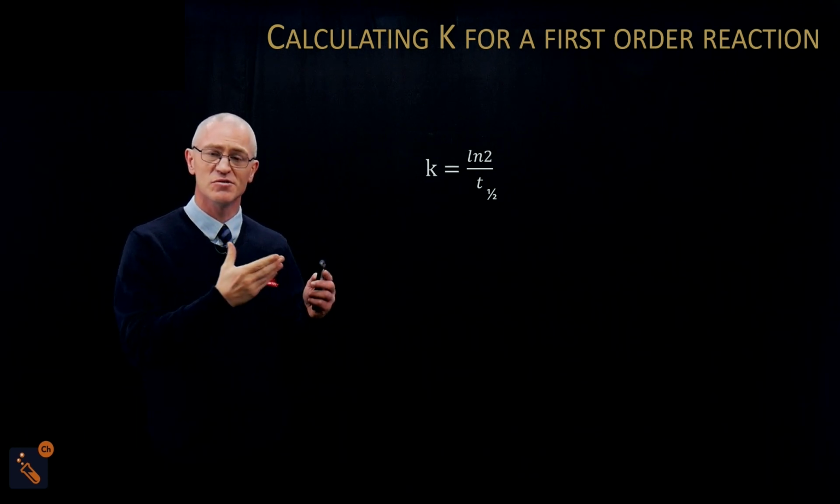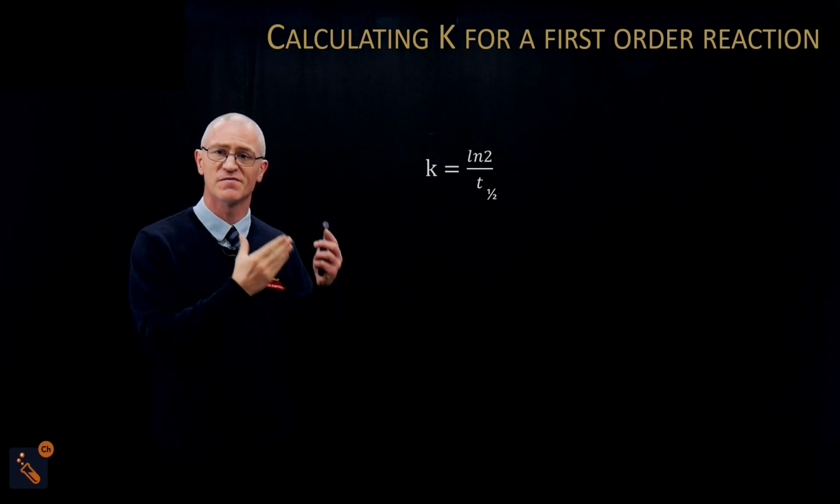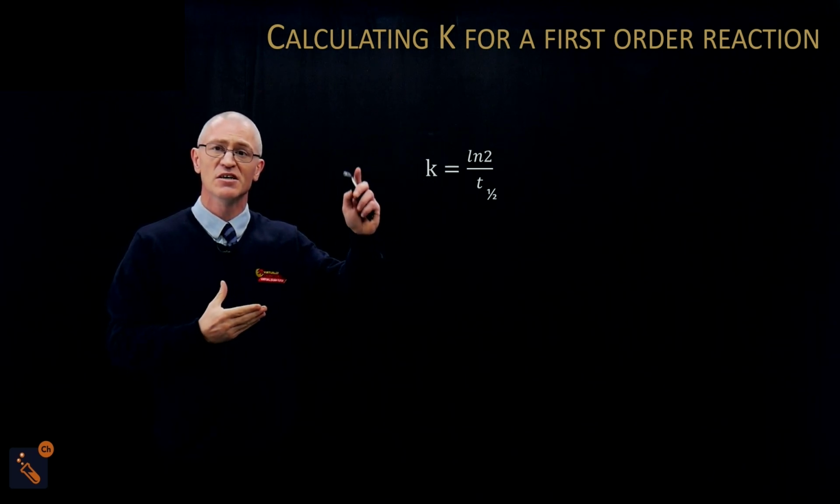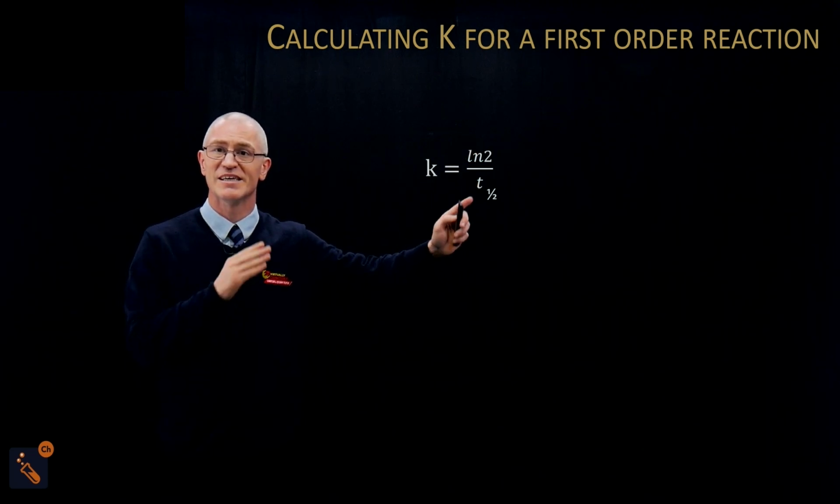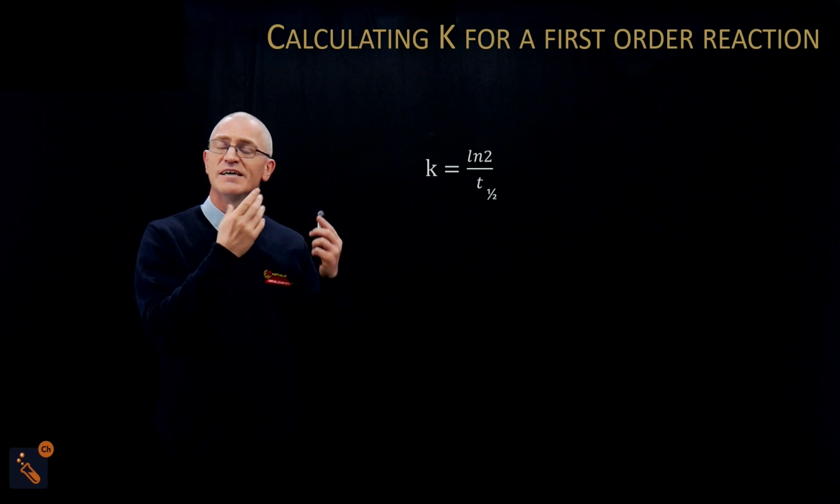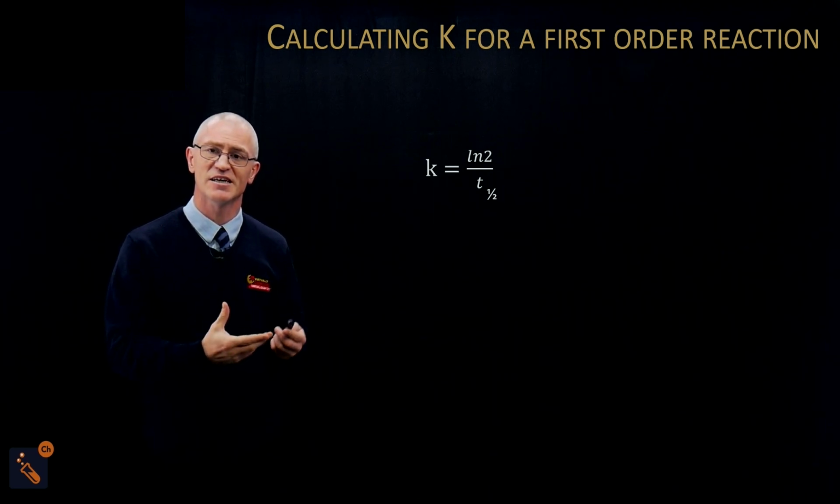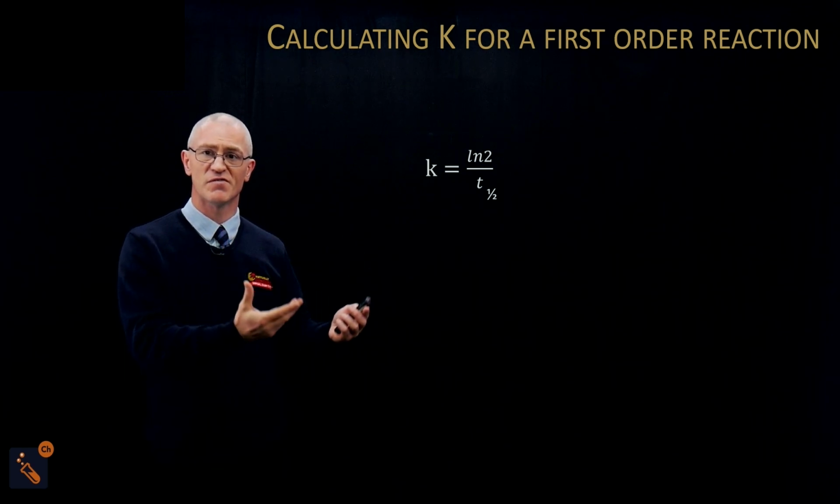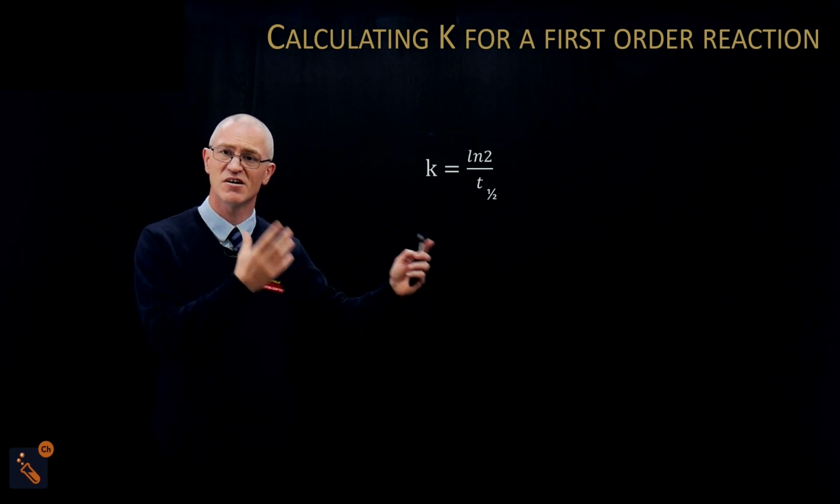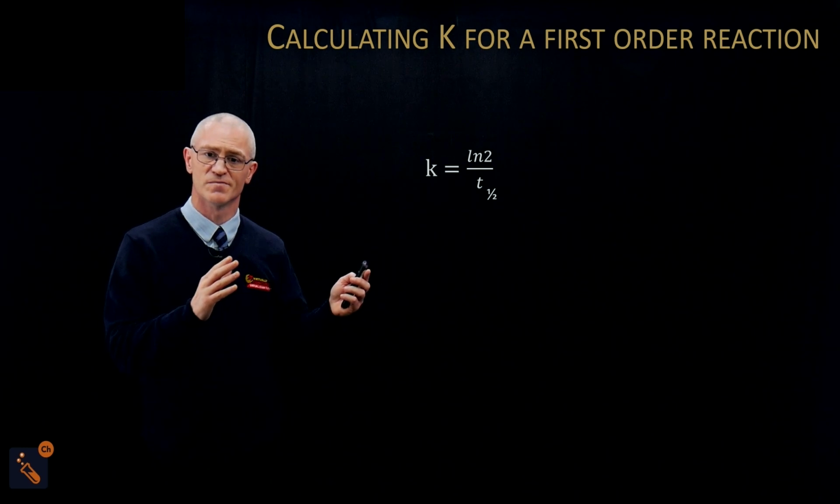And what you can do is, if you have a reaction that has a first order reactant only, you can say natural log in your calculator of 2 divided by the half-life. So T half is the half-life, the time it takes for the concentration to halve. So if you have a first order reaction, this T half, this half-life, is constant.